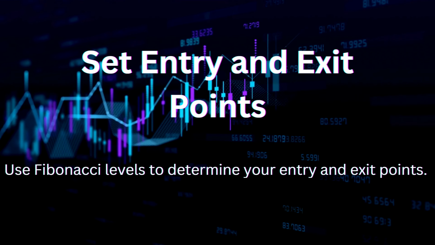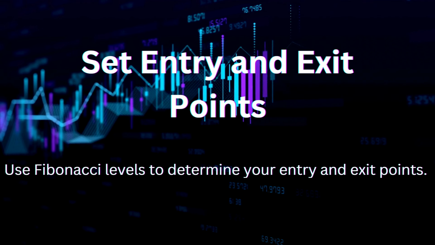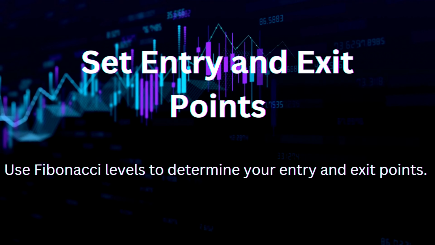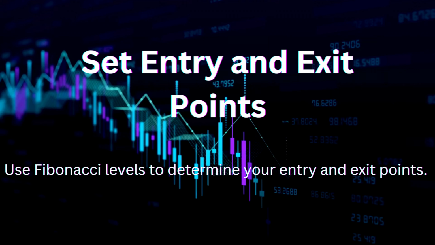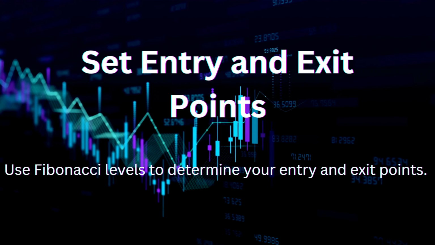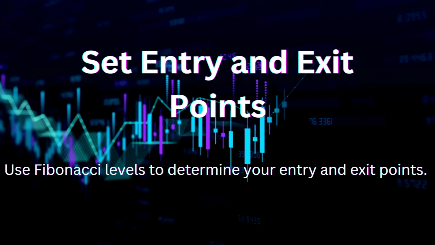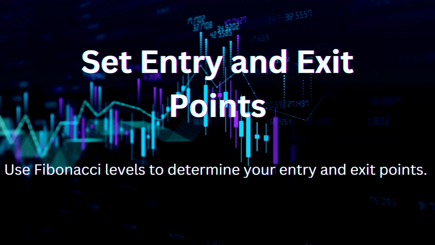2. Set entry and exit points. Use Fibonacci levels to determine your entry and exit points. For example, if the price pulls back to the 61.8% level in an uptrend and shows signs of support, this could be a good entry point.